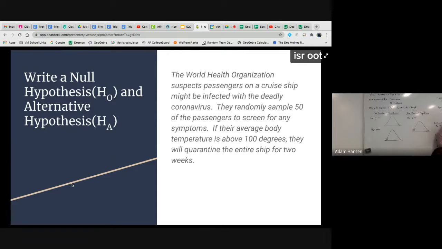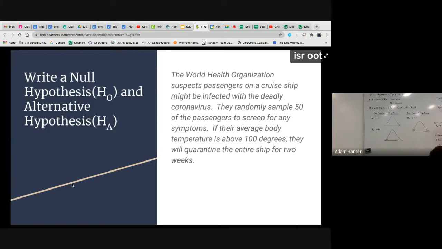Now your alternative hypothesis uses one of three symbols. Strictly greater than, strictly less than, or not equal to. Either more than or less than. It just can't be the same as what was previously. What is it in this case? Is it greater than or less than? What tells you greater than? Good. It's above 100 degrees, right? We're going to test to see if the temperature on average is more than 100 degrees. If it's more than that, it's not safe to let people off the ship.